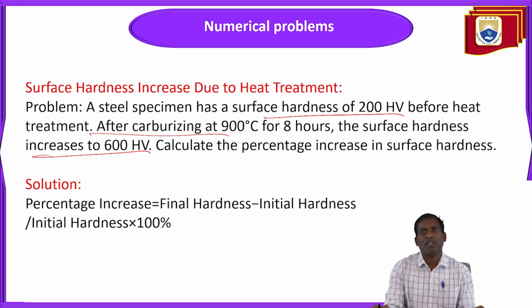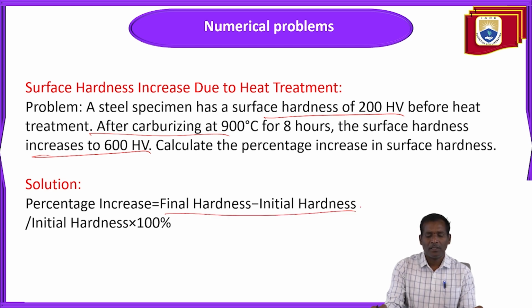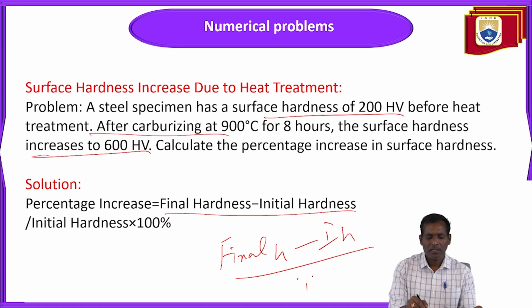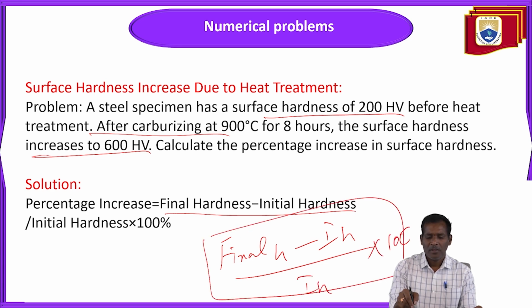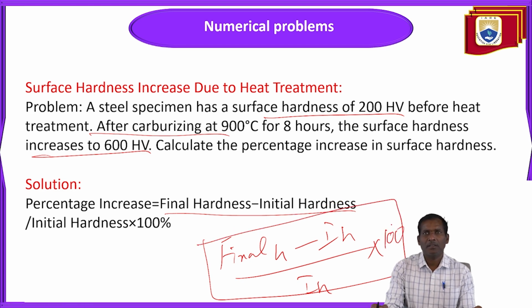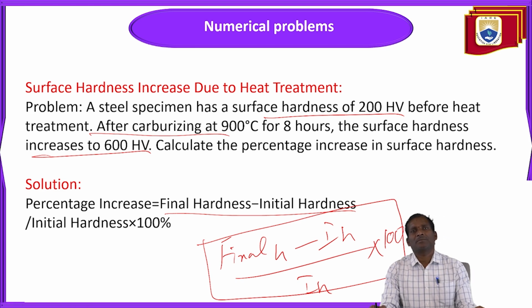How much percentage increase? The percentage increase is equal to final hardness minus initial hardness, divided by initial hardness, multiplied with 100. So final hardness minus initial hardness, divided by initial hardness, multiplied with 100, gives the percentage increase.